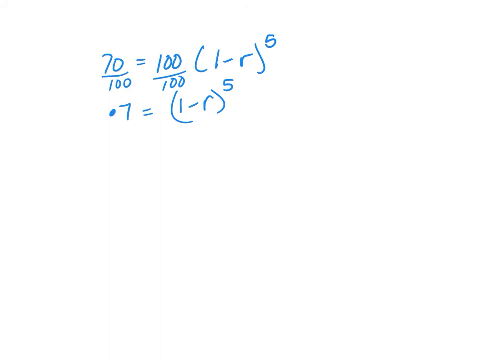How do I get rid of that 5? You go to the fifth root. What's the fifth root of 0.7? Everybody key it in. Don't let somebody else do it for you. It's this number right here: 0.8705505633.